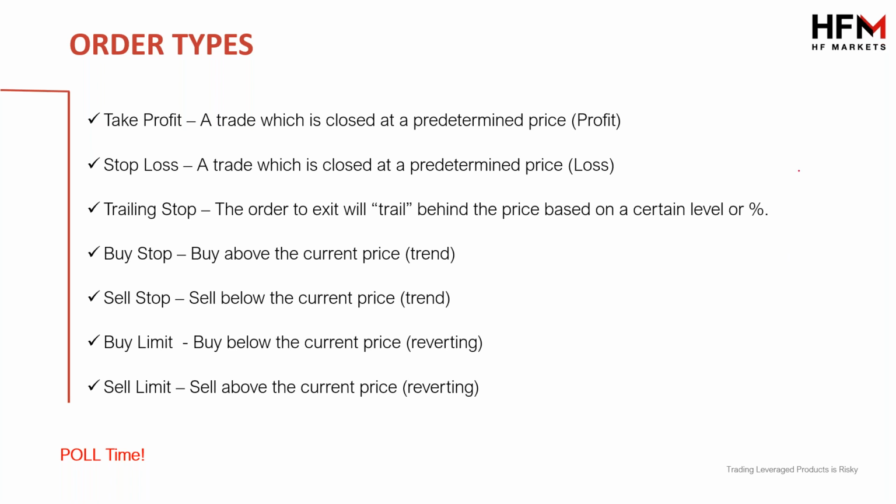So take profit. This is the first order that we're going to take into consideration. It's very easy to understand. I don't want to complicate it. It's a trade which could be in either direction, which you have preset. So you predetermine the price at which you want the trade to automatically exit and cash in the profit.